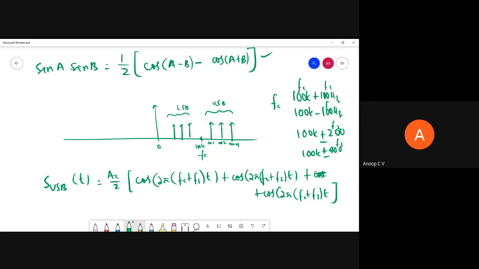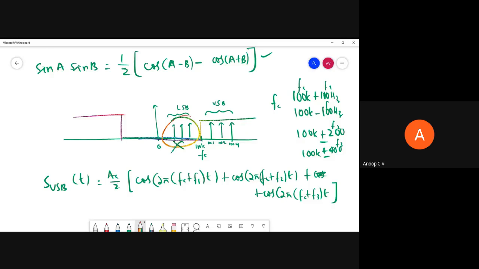So we have seen what such a filter should be, right? A filter which will allow only the upper sideband and eliminate the lower sideband. If you pass it through a filter like this, this part will be removed. So when you expand it and apply the cos A cos B and sin A sin B results, you will get cosines with 100 kHz.